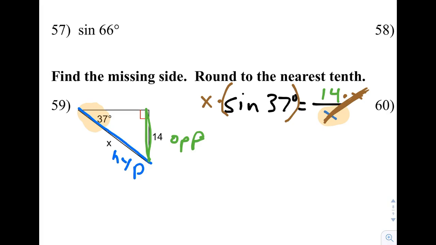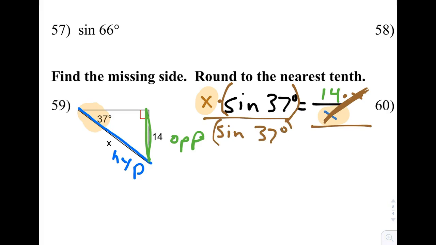We want to get x alone. So x is now over here. We want to get x alone, and in order to do that, we need to divide both sides by the thing that x is multiplied by. In this case, it's sine 37. The whole thing, not 37, sine 37.